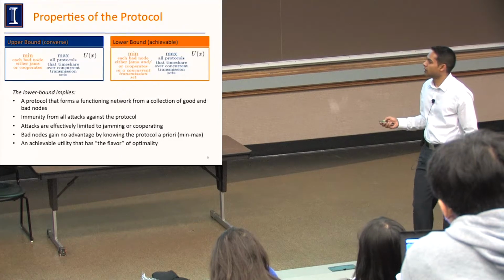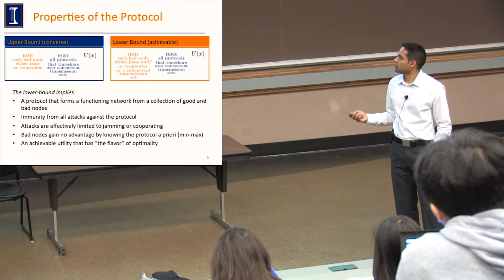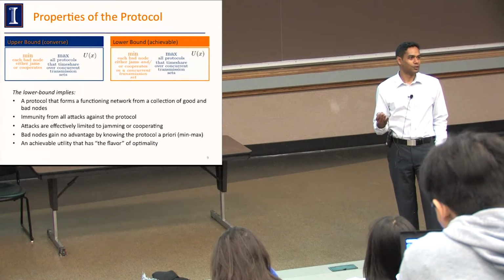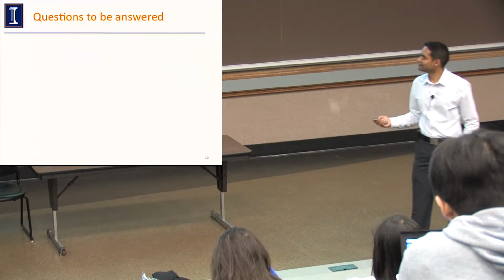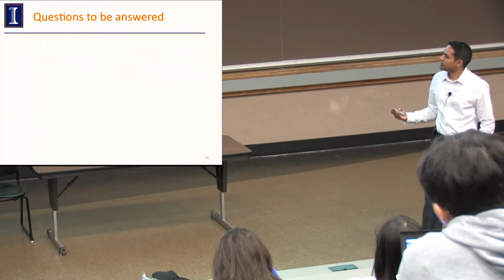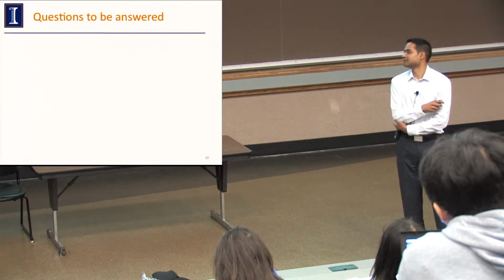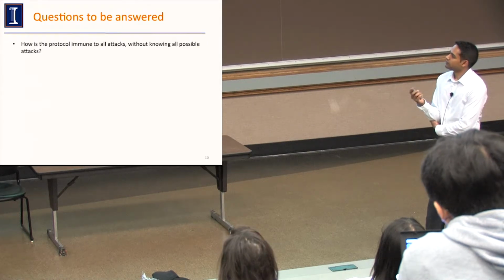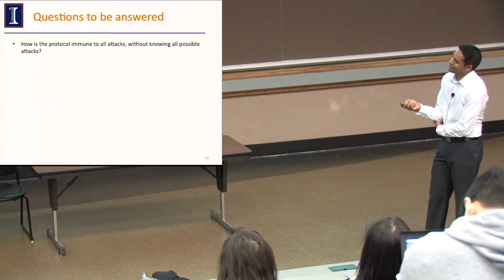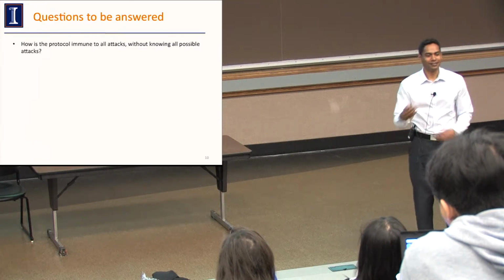And moreover, attacks are basically effectively limited to just jamming and/or cooperating. And as I mentioned earlier, it's impossible to stop a bad node from jamming or cooperating. And we have this min-max formulation where the bad nodes, in effect, gain no advantage by knowing the protocol beforehand. And so this is, I guess, my favorite. We have an achievable utility that has the flavor of optimality.